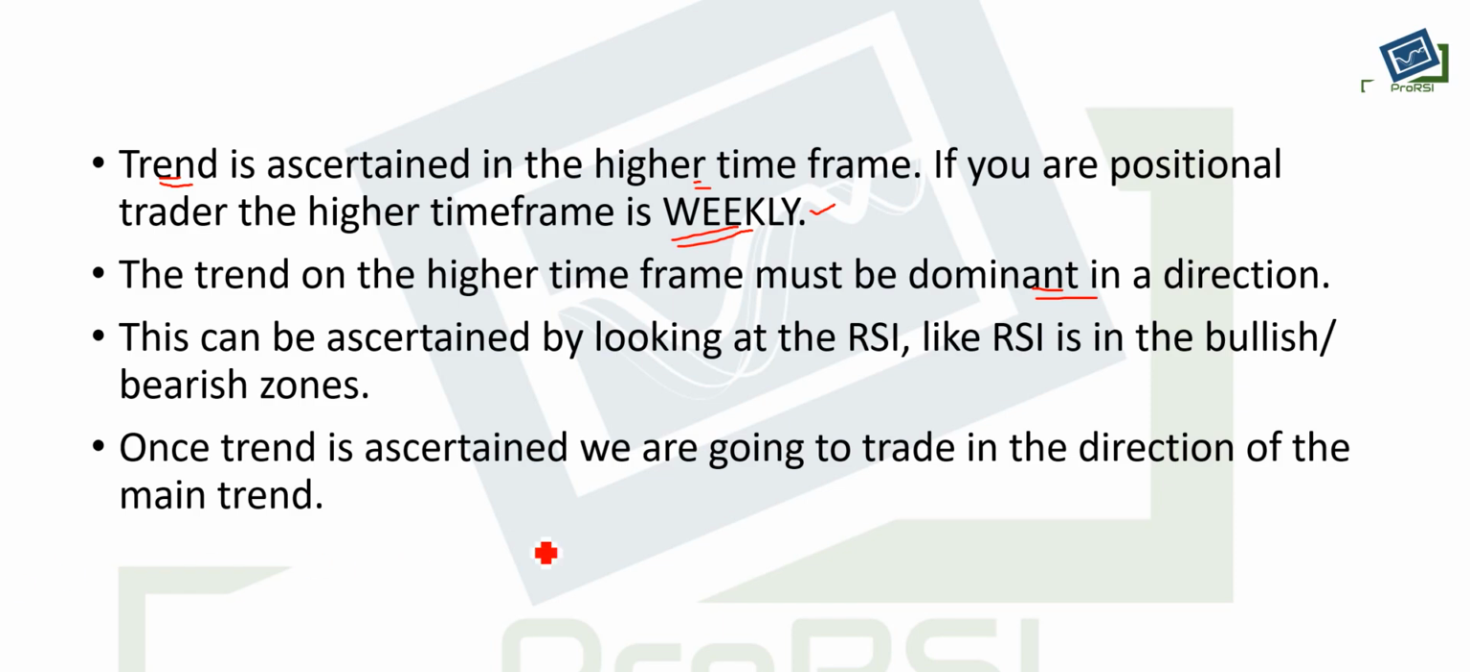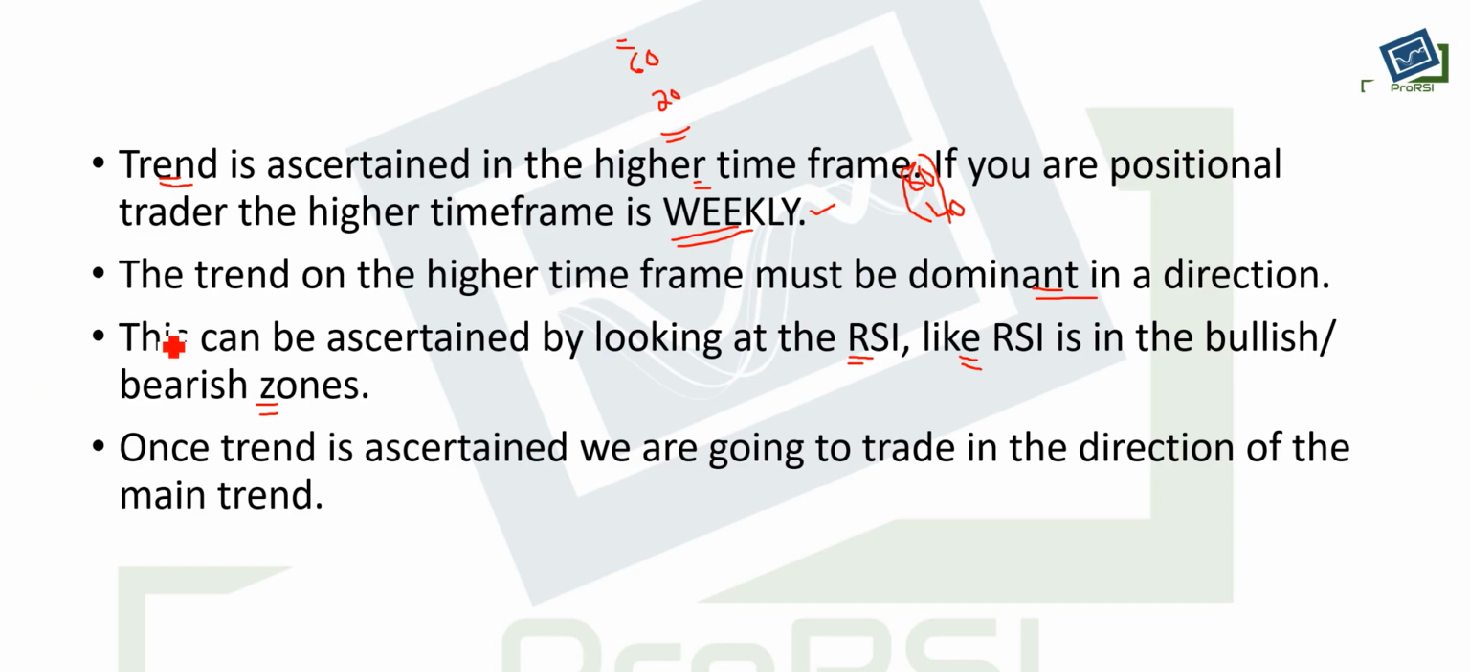You can figure out the trend easily, whether it is an uptrend or a downtrend. Now this can be ascertained by looking at RSI, like whether RSI is in the bullish zone or the bearish zone, right? So on the weekly chart we will look at the RSI and see in which zone the RSI is traveling. If it is traveling between the 80 and 40 zone, then it is quite evident that RSI is in the bullish zone, right? And if it is traveling between the 60 and 20 zone, then it is quite evident that the trend is in a bearish zone. So we can use RSI to ascertain this, or you can use the price action also, or the moving averages also.